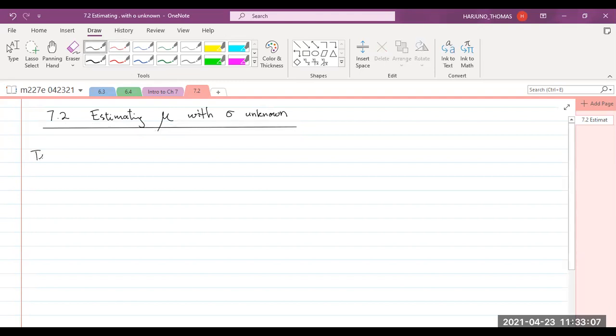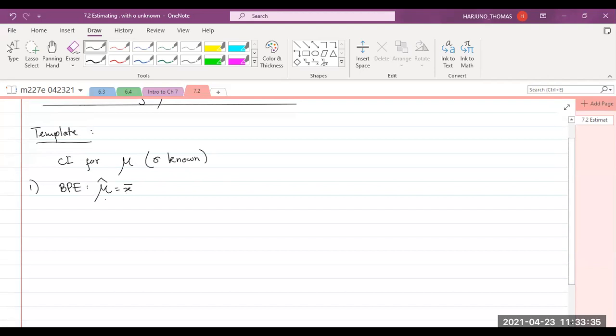Here's the template. Confidence interval for mu with sigma known. If sigma is known, the steps are: first, the best point estimate is mu hat equals x bar. The best point estimate for the population mean is the sample mean. For the critical value, we use the z-score.